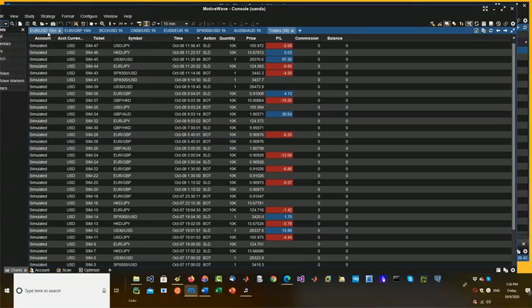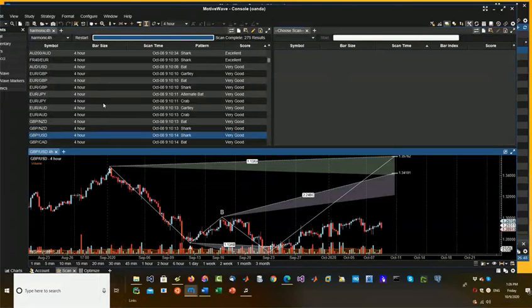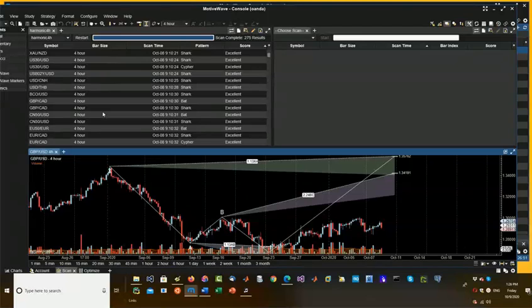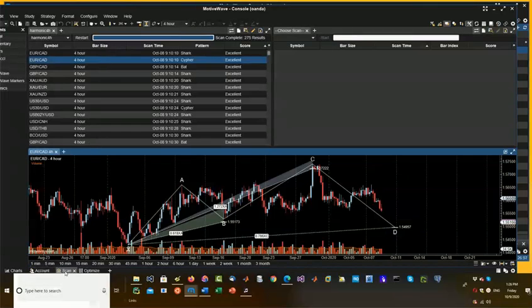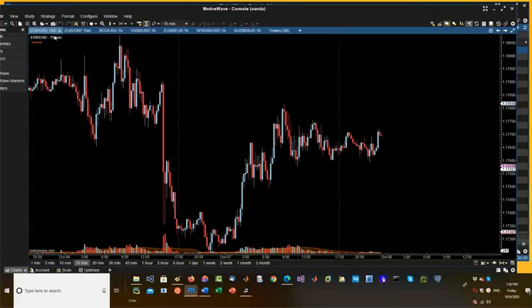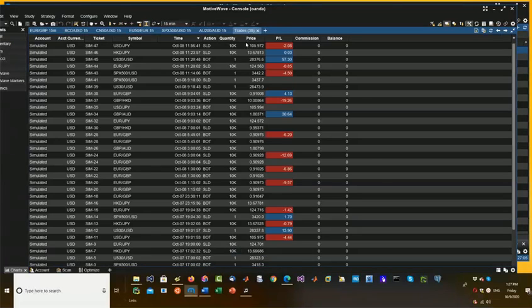So what we got set up here is Euro USD. Let me see the scan for it. Yeah, there's nothing here. So I'm gonna close that. Euro USD. Now, the Euro GBP, let me check on the trading history of that.